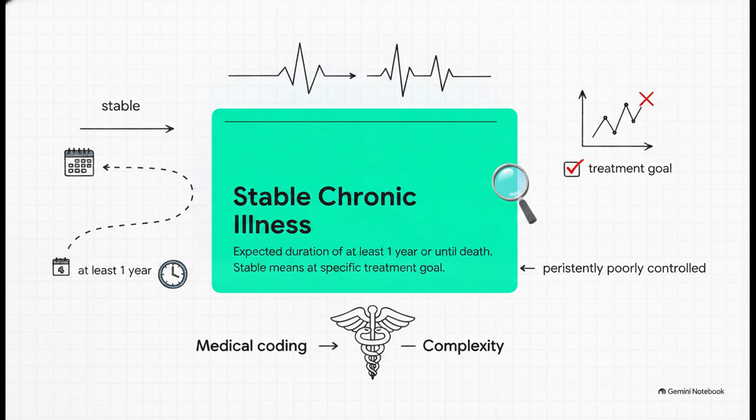The word stable is what trips everyone up. Stable literally means the patient is at their specific treatment goal. If a patient has persistently poorly controlled blood pressure and better control is the stated goal, they are not stable, even if their pressures haven't changed since the last visit and they have 0 symptoms. The condition has to actually be at the goal to be considered stable.